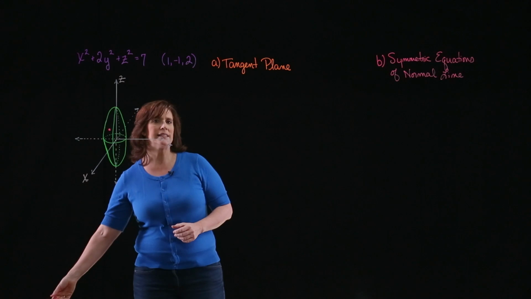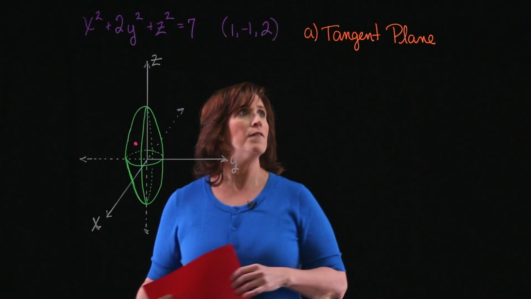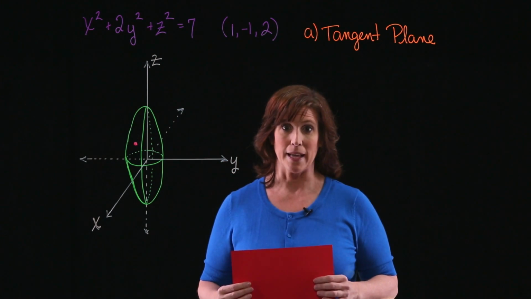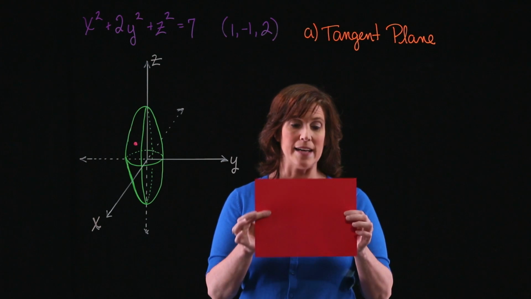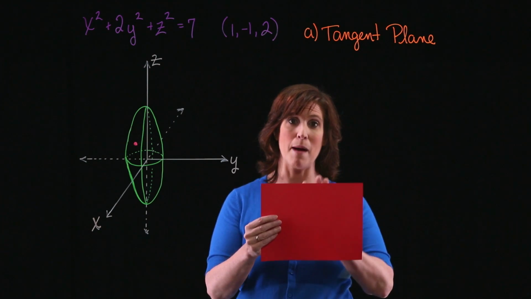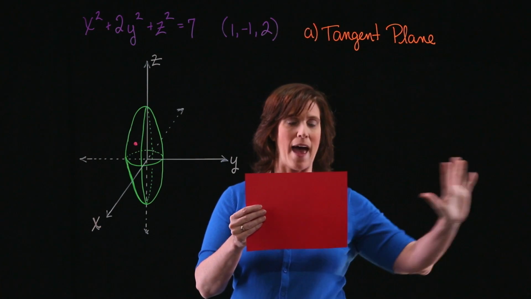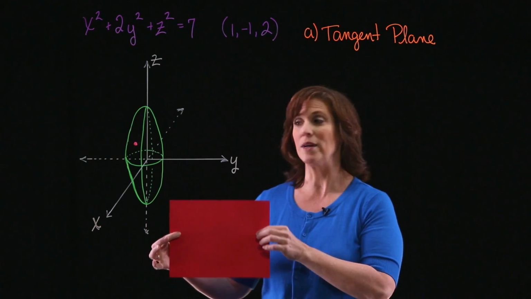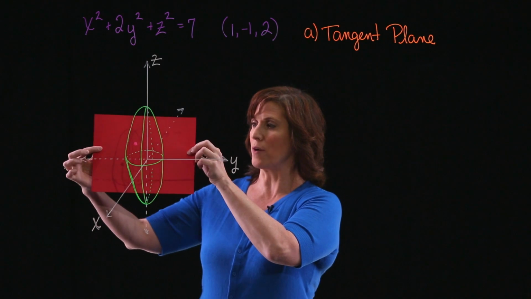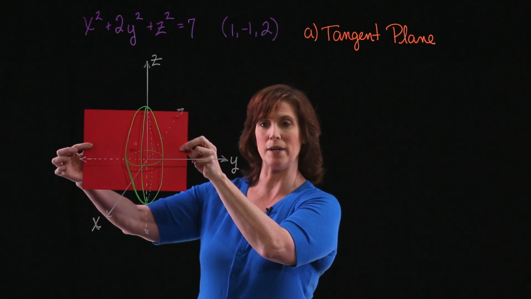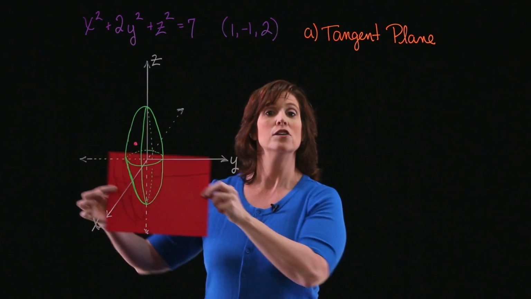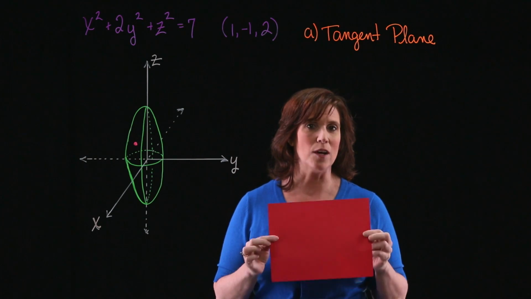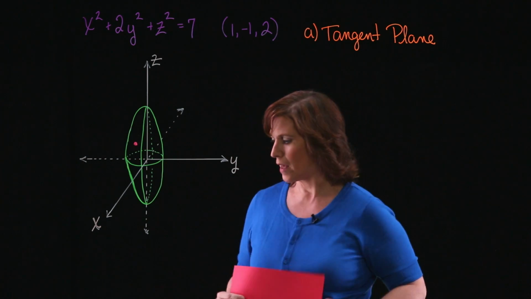Well, let's get a visual of what's happening here. First of all, I want to find the tangent plane. A plane you can think of as this rectangular piece of paper, but remember, a plane goes on forever in all of the different directions. We're going to set this plane and orient it so it's just touching my ellipsoid at that single point. So what we want to do is find the equation of this plane.